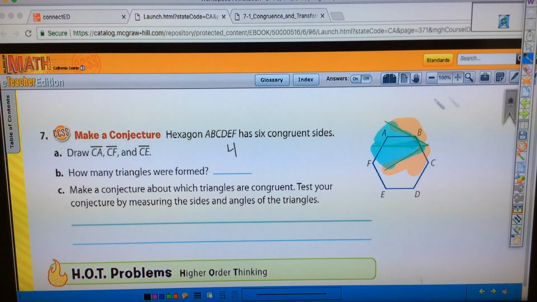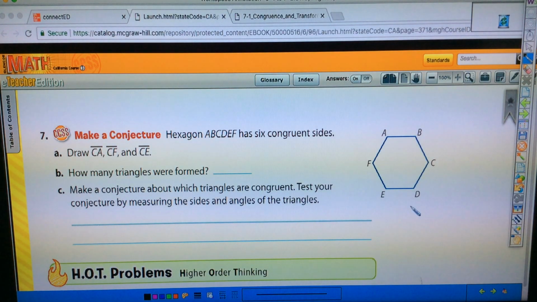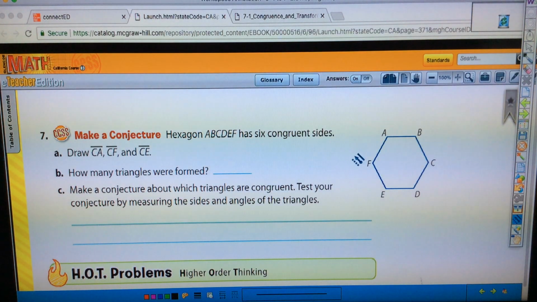Okay, one other thing I do want to get you guys started on is number 7, just because this is messy, just a little confusing in what they're asking you to do. So there is this hexagon, it has 6 congruent sides. They want you to draw lines for CA, CF, and CE. So here's what they want you to do. C to A, here's C and here's A. You're just going to draw a line connecting those two. Go ahead and do the same thing for CF and CE.